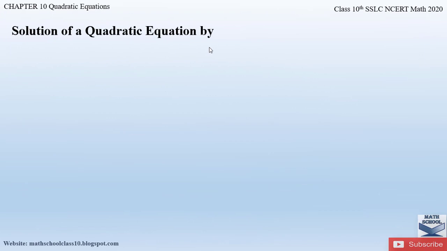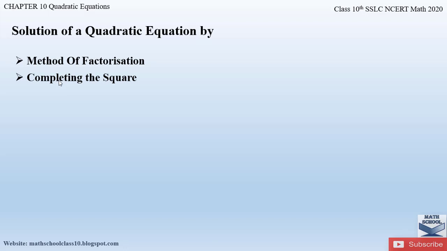Solution for a quadratic equation can be found out by three methods, out of which the first method I've already explained, that is method of factorization. This method we have already done in our previous videos. The second method to find out the roots for a given quadratic equation is done by completing the square method. And the third method is by using the quadratic formula. The first method, that is finding the roots by factorization, we have already done in our previous videos.